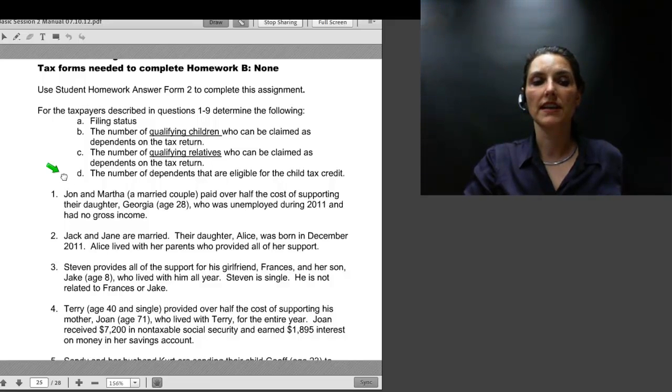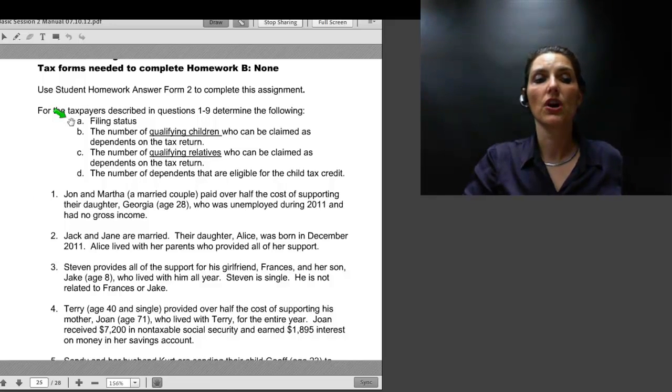Question number 1. John and Martha, a married couple, paid over half the cost of supporting their daughter, Georgia, aged 28, who was unemployed during 2011 and had no gross income. So what is the filing status of John and Martha? Well, it's likely going to be married filing joint. They could file separately, but it's unlikely that would be their best choice. So we'll go with question A, filing status choice is married filing joint.